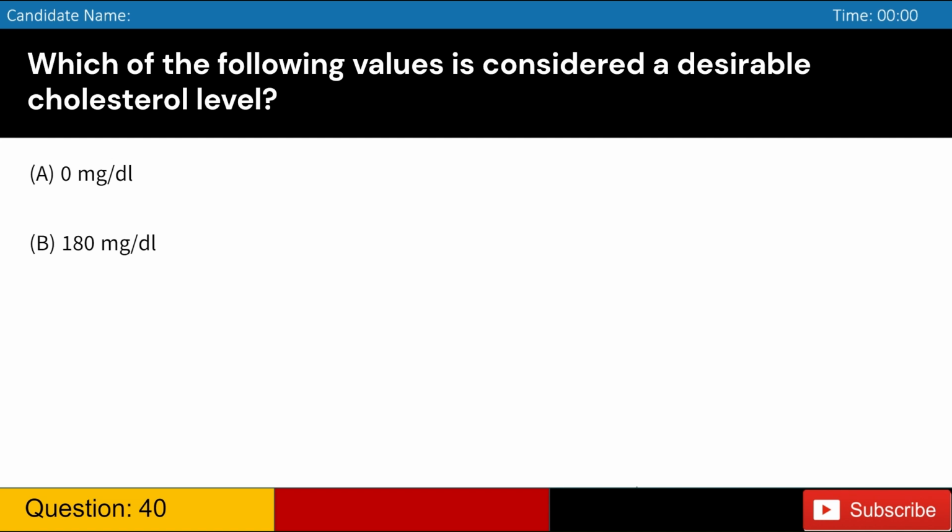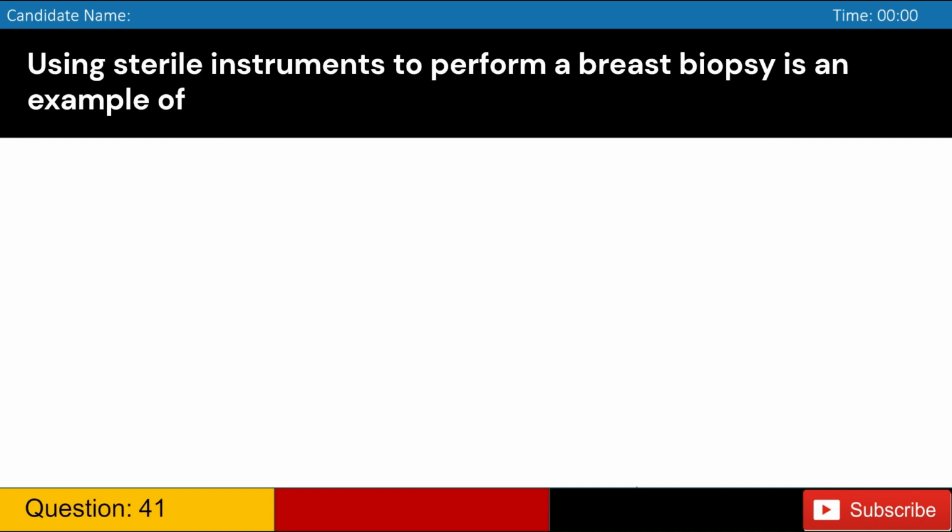B. 180 mg per dL. C. 230 mg per dL. D. 250 mg per dL. E. 300 mg per dL. Answer B. 180 mg per dL. Using sterile instruments to perform a breast biopsy is an example of: A.